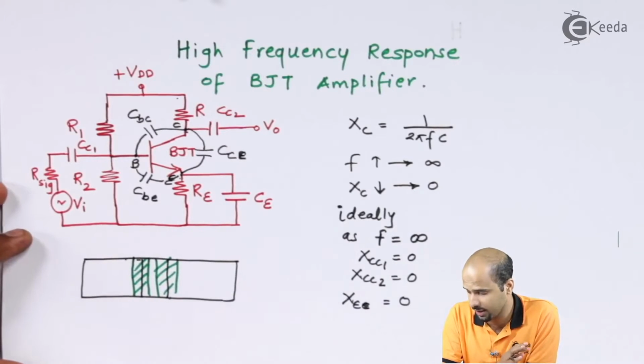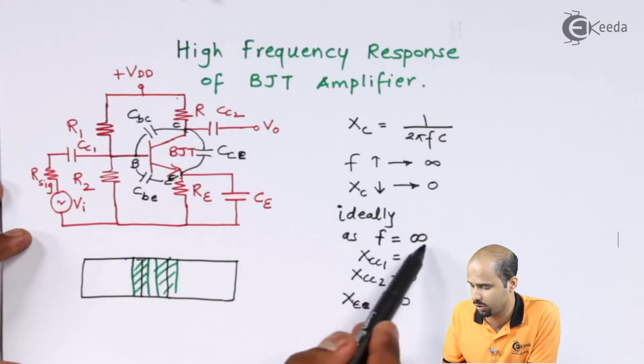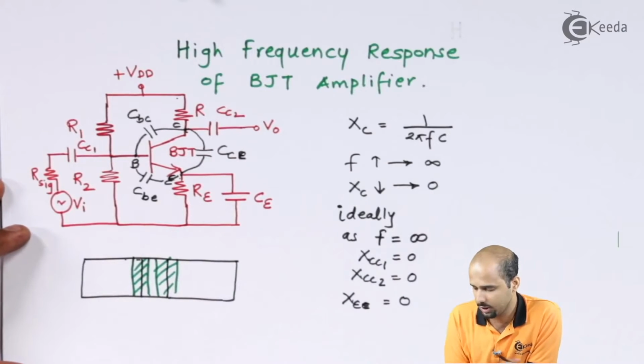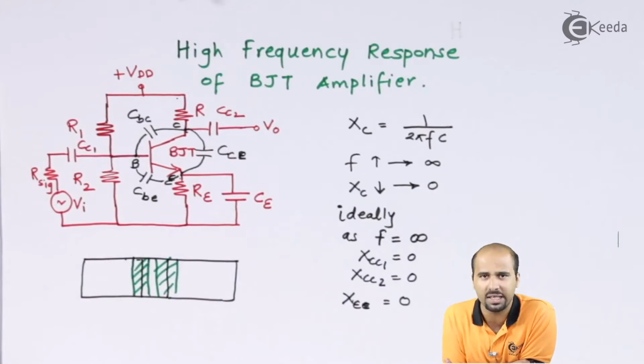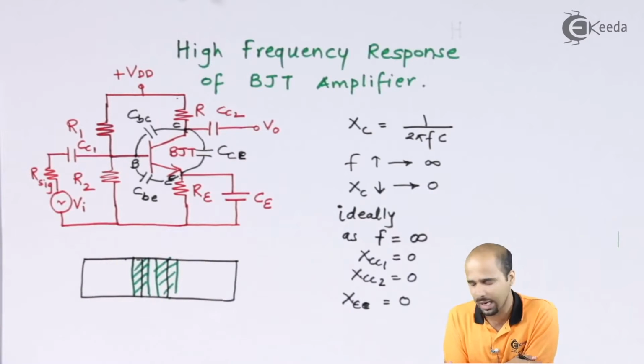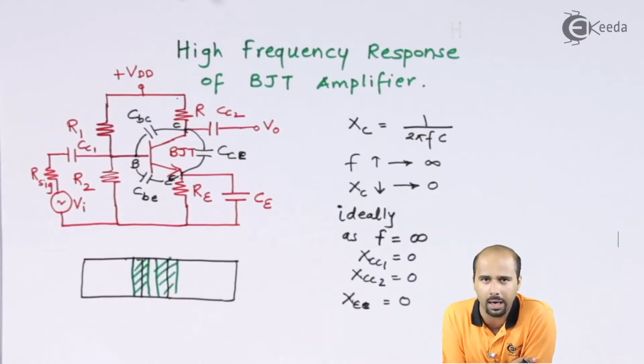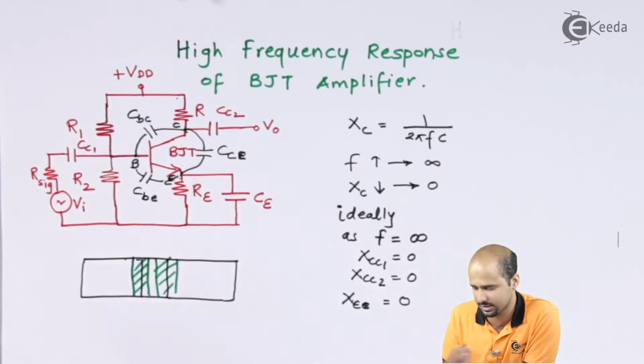Now let's look at what the effect on this BJT will be if the frequency is equal to infinity. The BJT will get completely short circuited. E is connected to B, B is connected to C, C is connected to E as well, and everything is shorted together. So I can say that this BJT will get damaged.